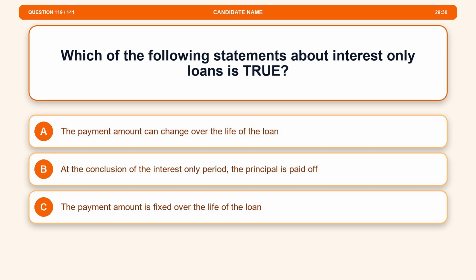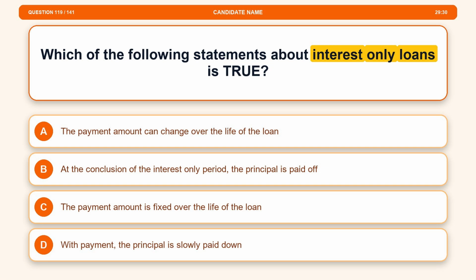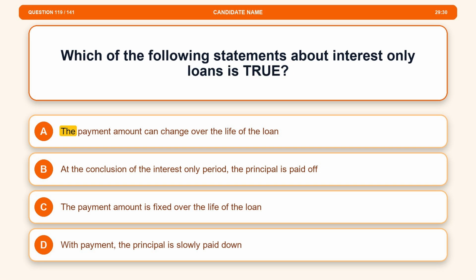Question 119. Which of the following statements about interest-only loans is true? Option A: the payment amount can change over the life of the loan. Option B: at the conclusion of the interest-only period, the principal is paid off. Option C: the payment amount is fixed over the life of the loan. Option D: with payment, the principal is slowly paid down.